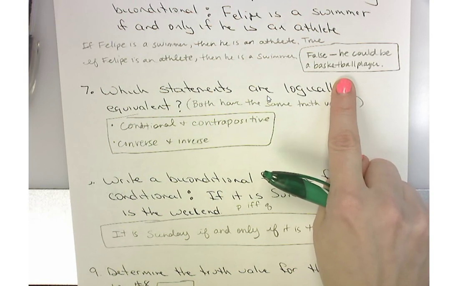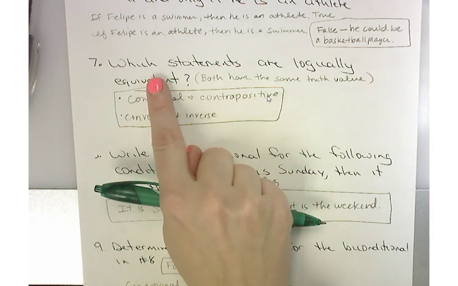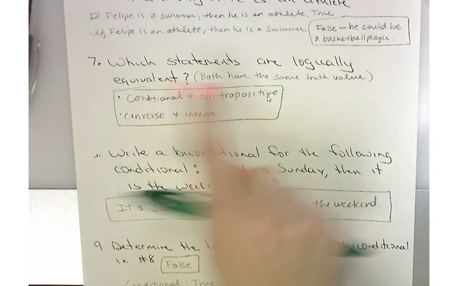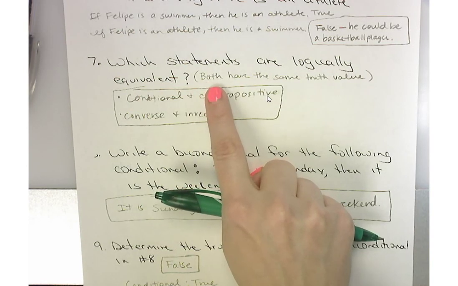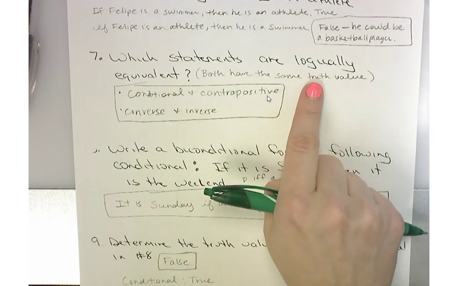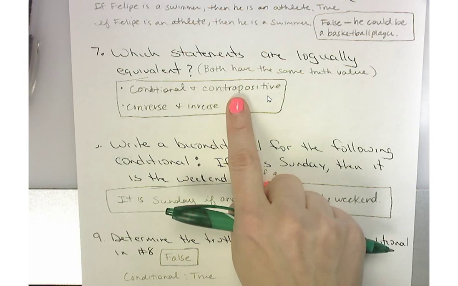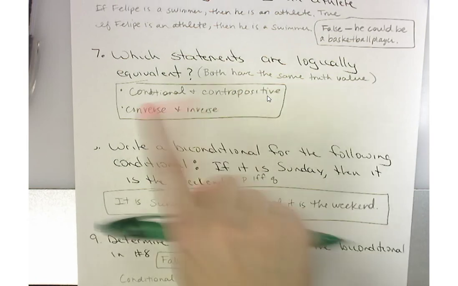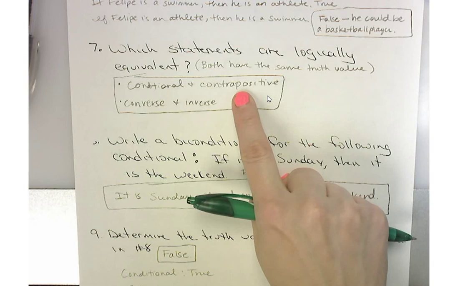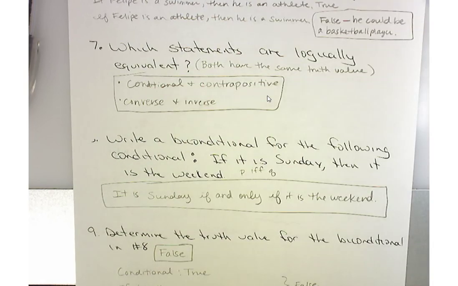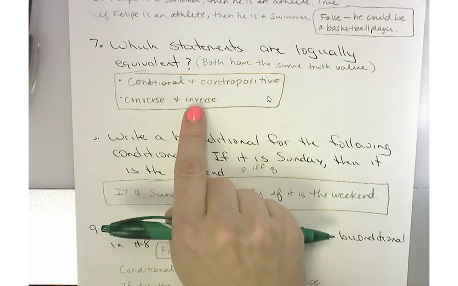All right, now this one, a lot of us didn't know this off the top of our head. So which statements are logically equivalent? First, what does that mean? If they're logically equivalent, that means that both have the same truth value. So if one is true, the other is true. If one is false, the other is false. So the conditional statement and the contrapositive are going to have the same truth value. If the conditional is true, contrapositive is true. If conditional is false, contrapositive is false. And then the converse and the inverse. Okay, so if converse is true, inverse is true. If converse is false, inverse is false.